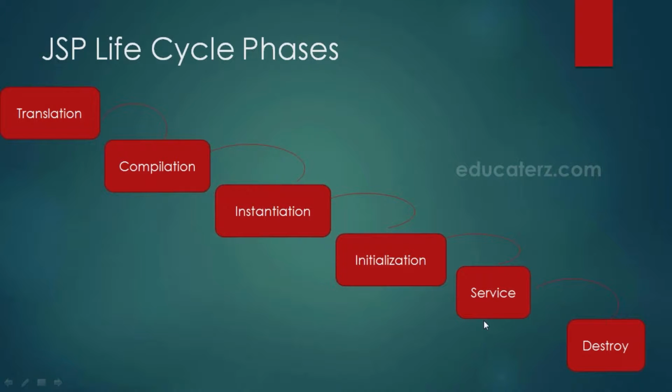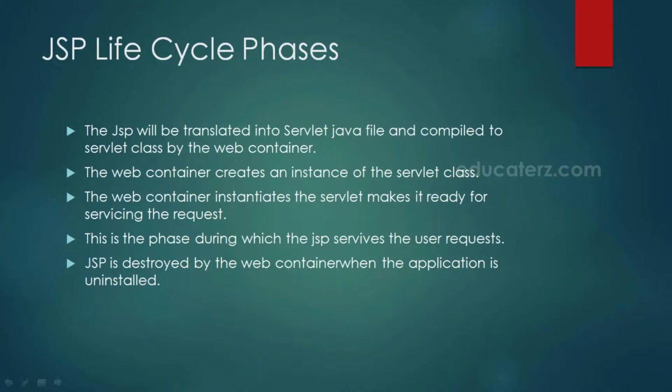Next we have the service phase, which actually processes the client's request, and before the JSP page is destroyed, the JVM will call the destroy method and the JSP page will be uninstalled. So these are the life cycle phases of a JSP. Internally every JSP page is converted into a servlet, and the servlet is the one which actually processes the client request. This we have discussed.